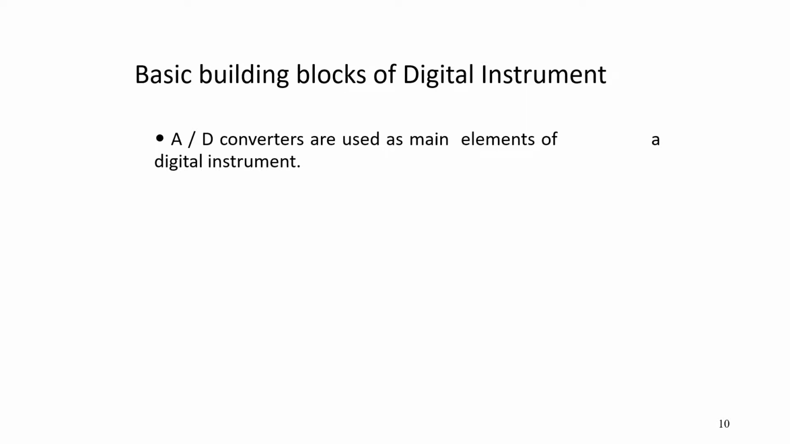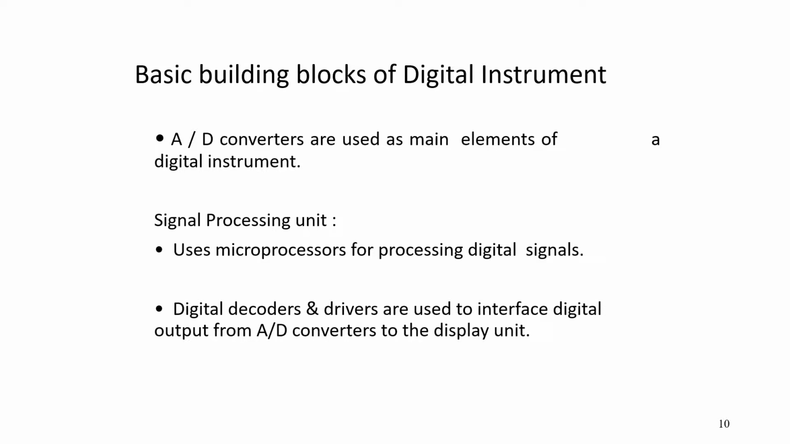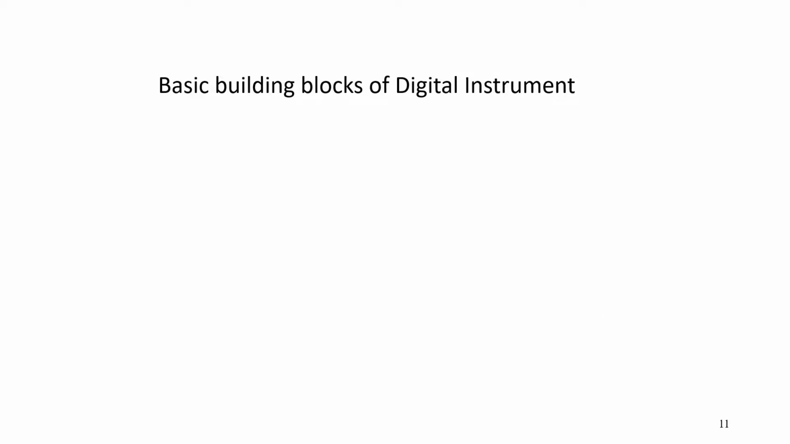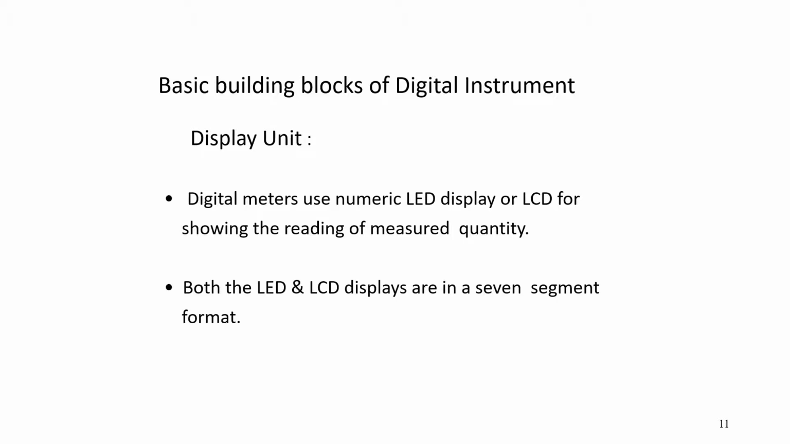So they are used as main elements of digital instruments. The signal processing unit uses a microprocessor for processing the digital signals. The digital decoders and the drivers are used to interface the digital output from A to D converters to the display unit. The basic building blocks of digital instruments include the display unit.